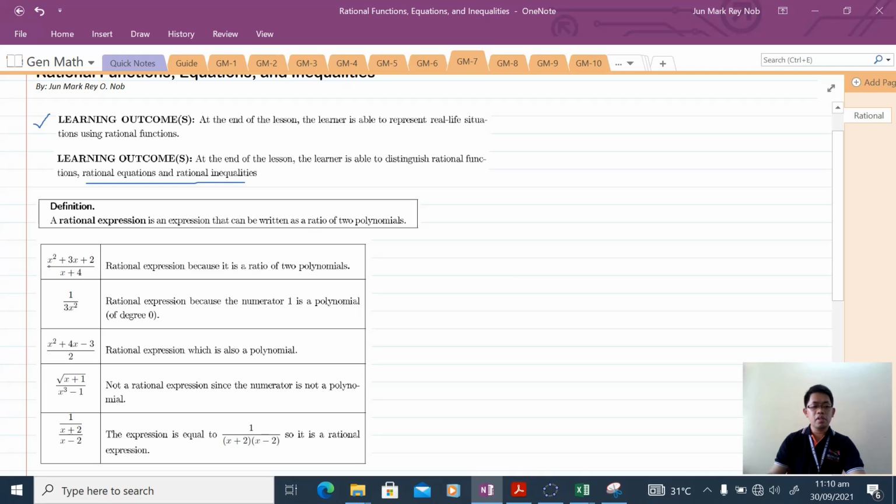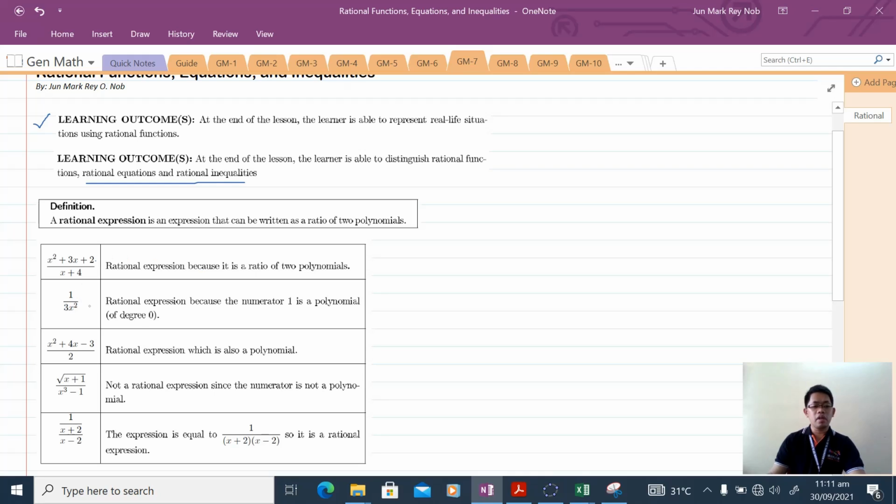So we have your examples: (x squared plus 3x plus 2) all over (x plus 4). This is a rational expression because the numerator is a polynomial and the denominator is also a polynomial. Take note, for it to become a polynomial, the exponents of the variable should be positive integers. In this case, we have 2 and we have 1 right here as the exponents.